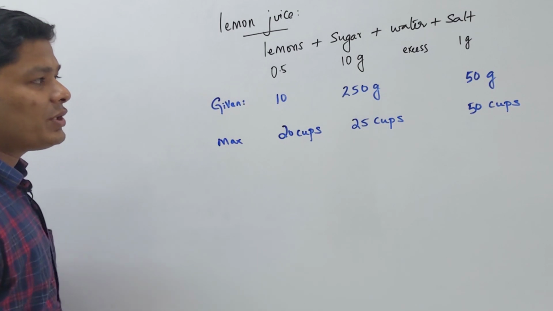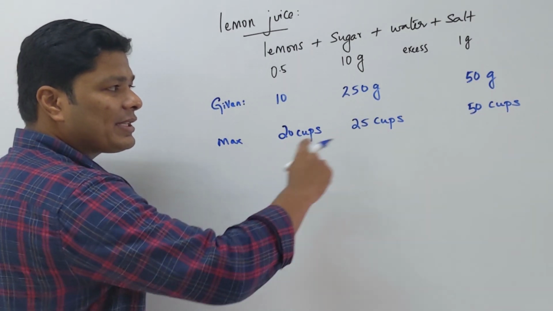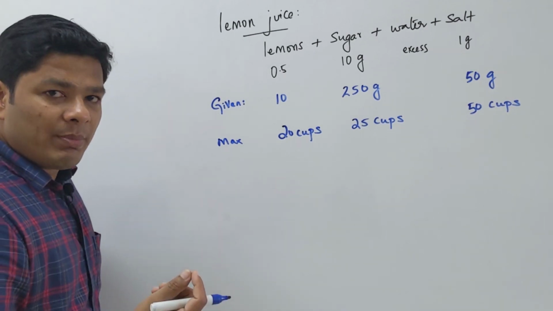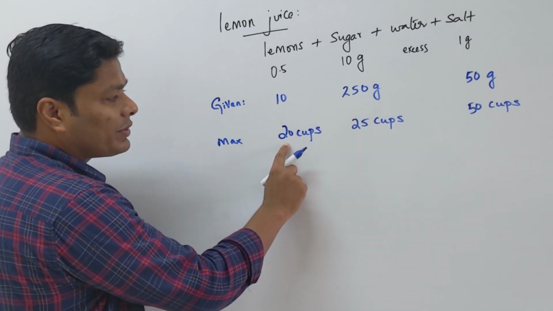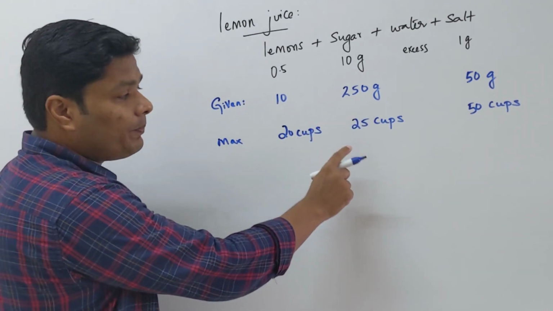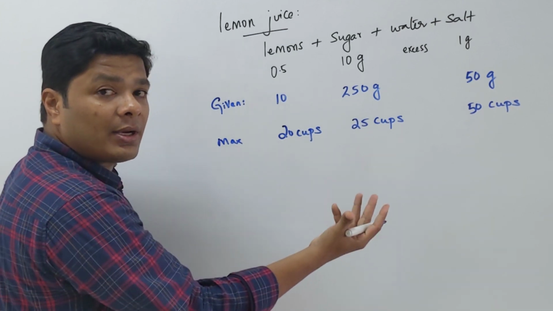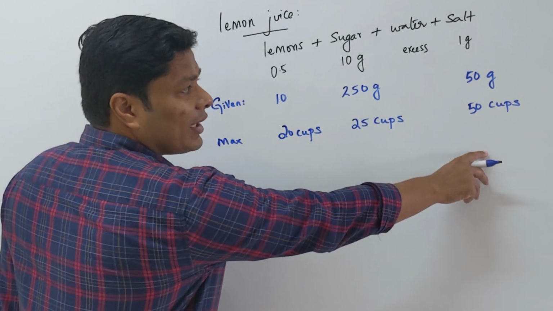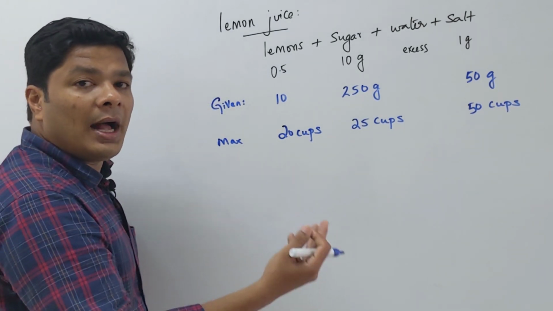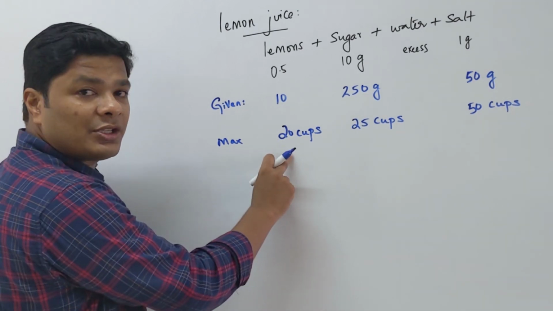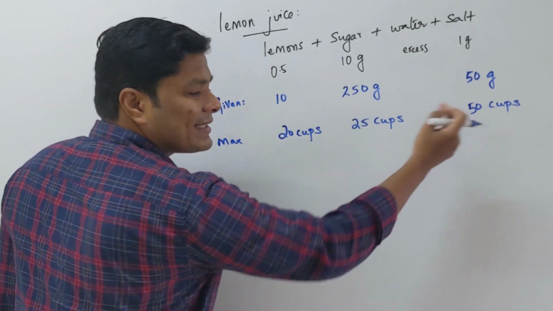Now the question is, what is the maximum lemon juice you can make? Meaning they are not asking you which is the biggest number here. What is the maximum you can make means you have to look at the lowest number, which here is 20 cups. After I make 20 cups of lemon juice, I still have sugar left for 5 more cups, but the lemon will be gone. Similarly, after I make 20 cups, I have a lot more salt left over, but I cannot use it because lemon runs out. Because lemon runs out, it is called the limiting reagent, and these two are the excess reagents.